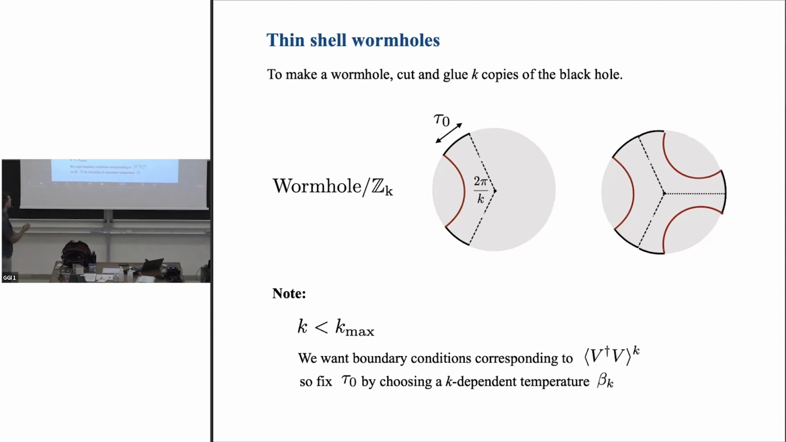So that's the first comment. There's a k max. The k max depends on various parameters. Like for the end of the world brane, it depends on the tension, depends on the space-time dimension. For the thin shell, it depends on the mass of the shell.